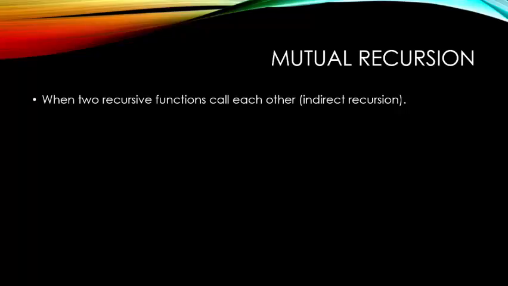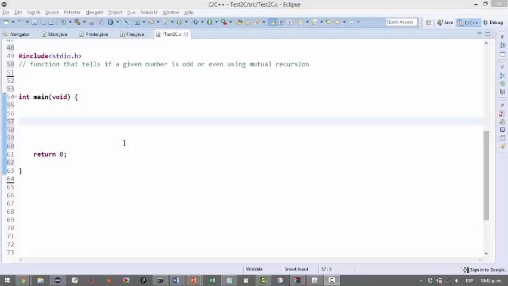There exists yet another type of recursion, which is called mutual recursion, a form of recursion where two mathematical or computational objects, such as functions, are defined in terms of each other. Let's look at an example. What we are going to do is to create two functions that tell if a given number is odd or even, using the concept of mutual recursion.